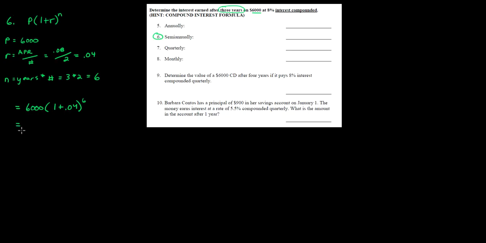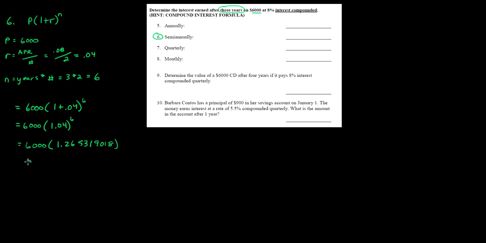Now I'm going to do every step here. You can obviously skip some of these steps if you can do them together. But first I have to do what's inside of the parentheses. So 1 plus 0.04 is 1.04 to the 6th power. Then, because remember in PEMDAS the second thing is exponent, I'll do 1.04 to the 6th power. When I do that in my calculator, I get 1.265319018.